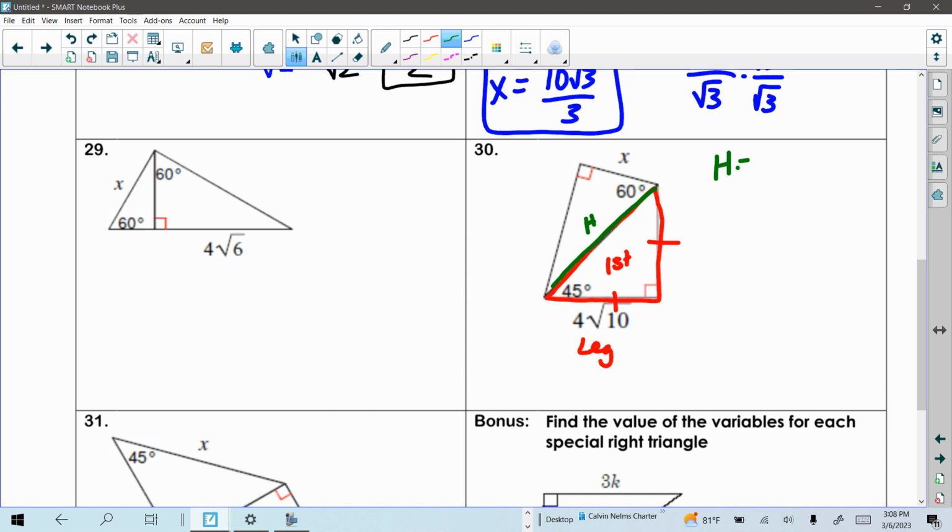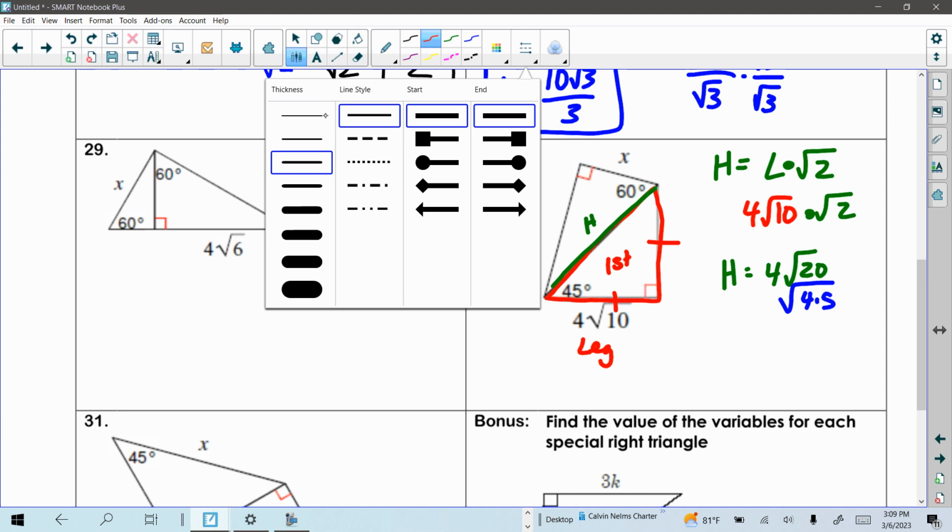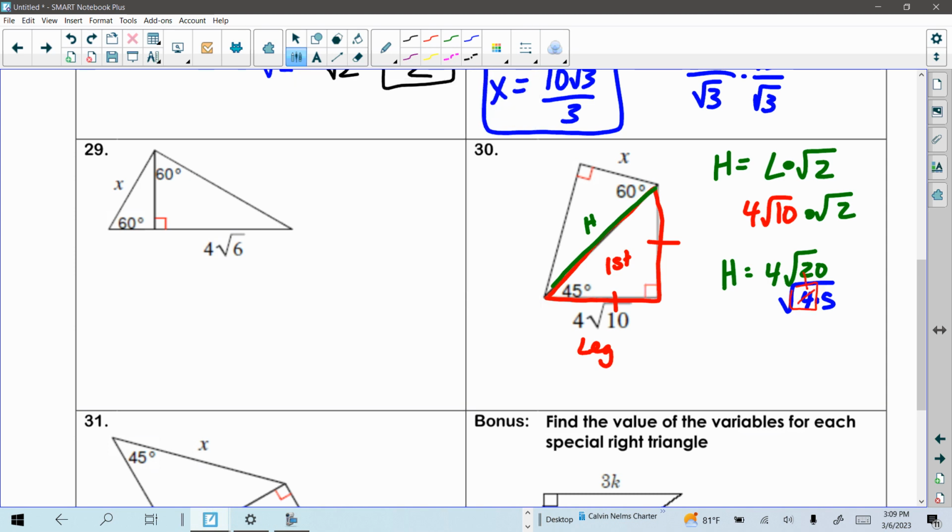To get to that hypotenuse, you have to take whatever the leg is and multiply by root 2. Our leg in this problem is the 4 root 10. I'm then multiplying it by root 2. The hypotenuse turns into 4 root 20. But that root 20 can be simplified. I could do 4 and 5. And the 4 is the perfect square. But when I take that out, it comes out with the 4 that's already outside here, and you're multiplying those together. So our hypotenuse is 8 root 5.